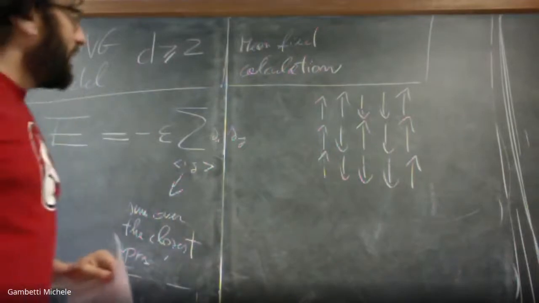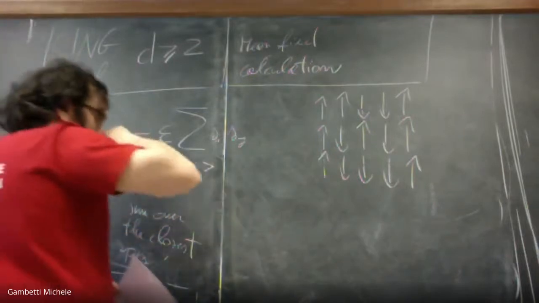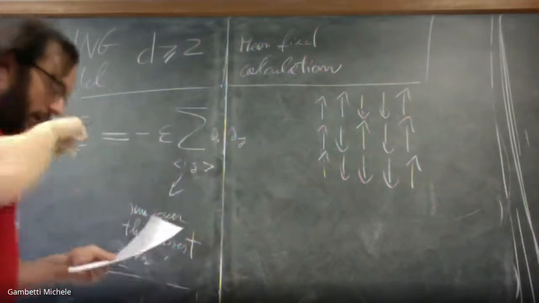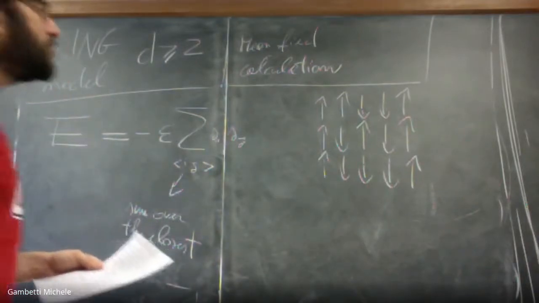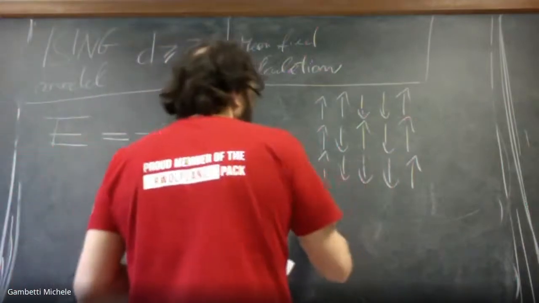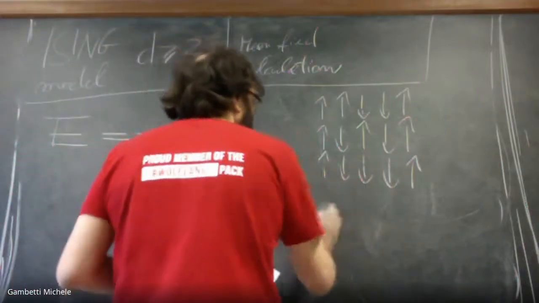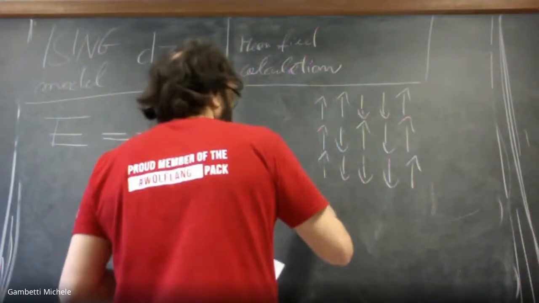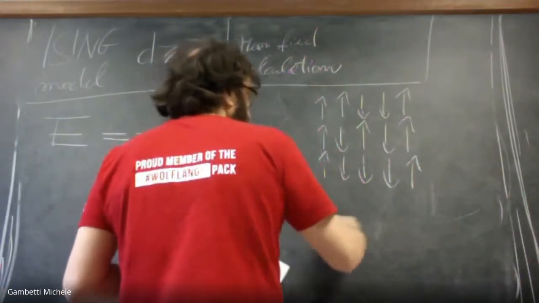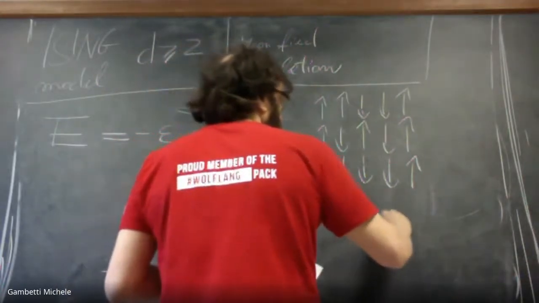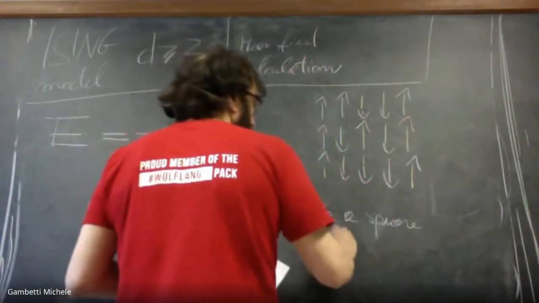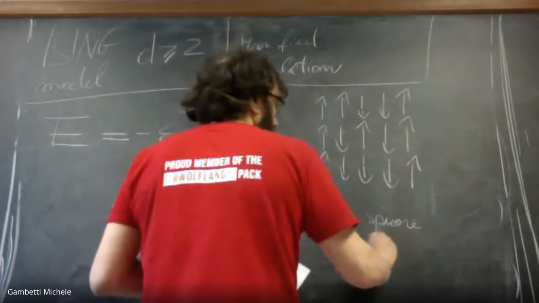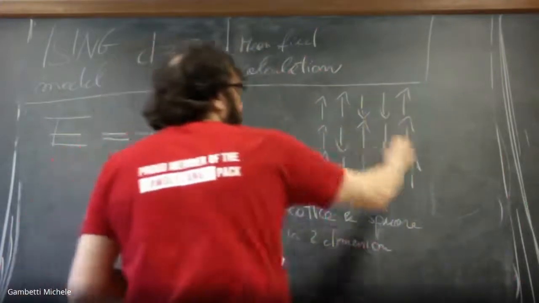So, for instance, if I have a square lattice in two dimensions, I will have four of them.